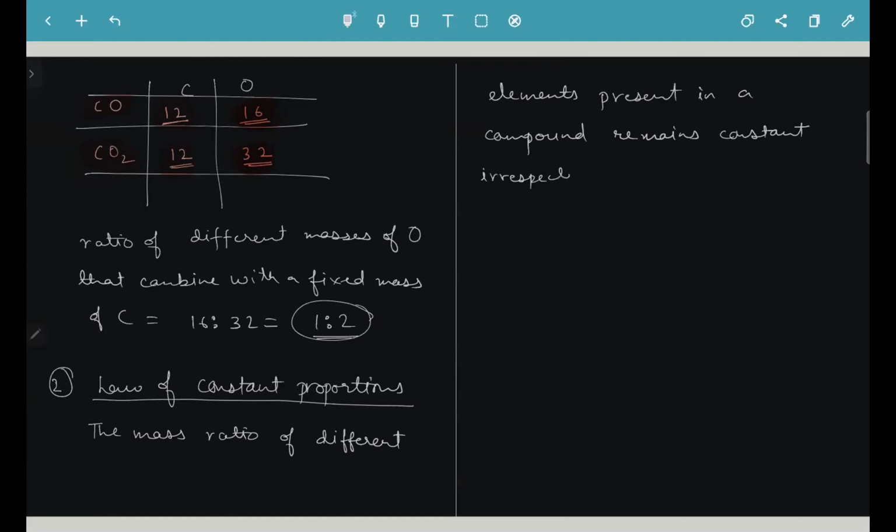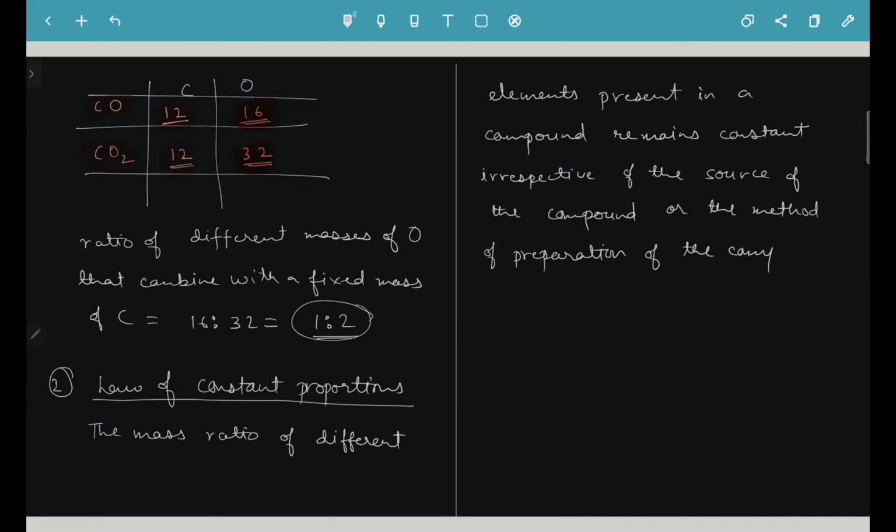irrespective of the source of the compound or the method of preparation of the compound. The mass ratio of two elements present in a compound remains constant, irrespective of the source of the compound or method of preparation of the compound. One second.